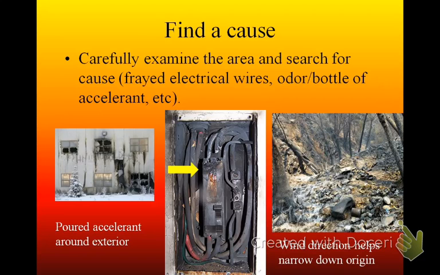The next thing an investigator needs to do is find the cause of the fire. So the area has to be carefully examined, obviously, and searched for frayed electrical wires, odor or bottle of an accelerant, different things like that. Here you can see on the left a poured accelerant around the exterior. Got some frayed wires that shorted out here. And wind direction can be traced backwards, reverse, to narrow down the point of origin.